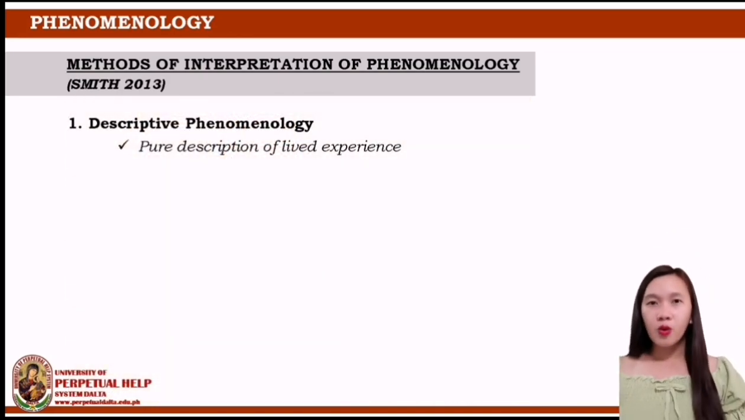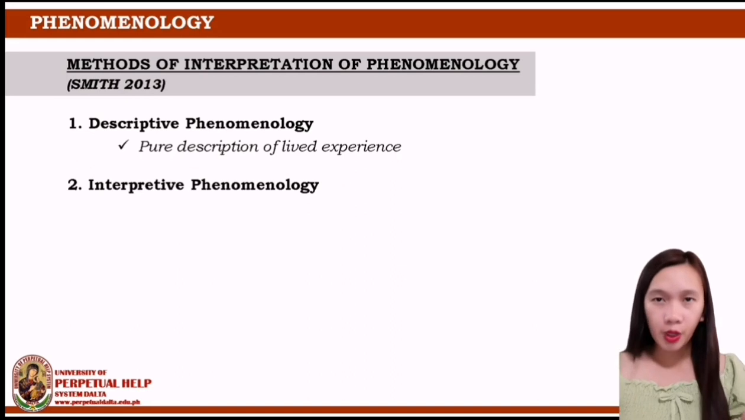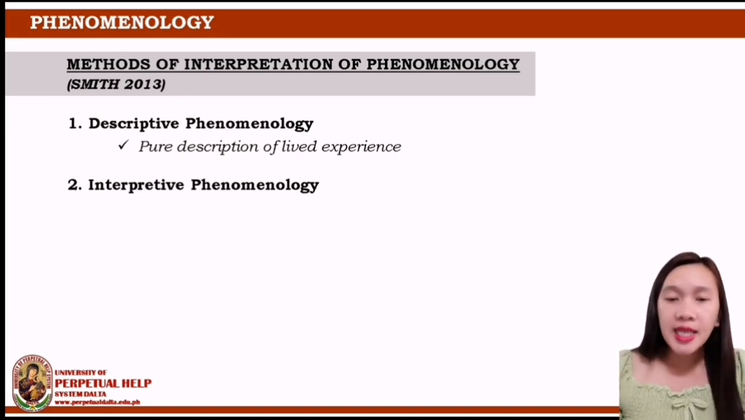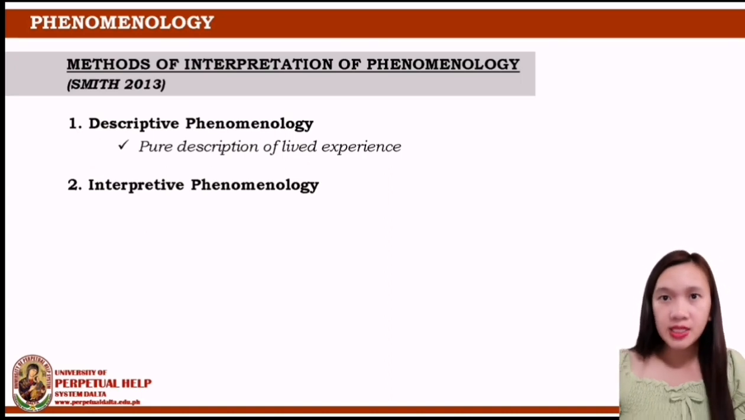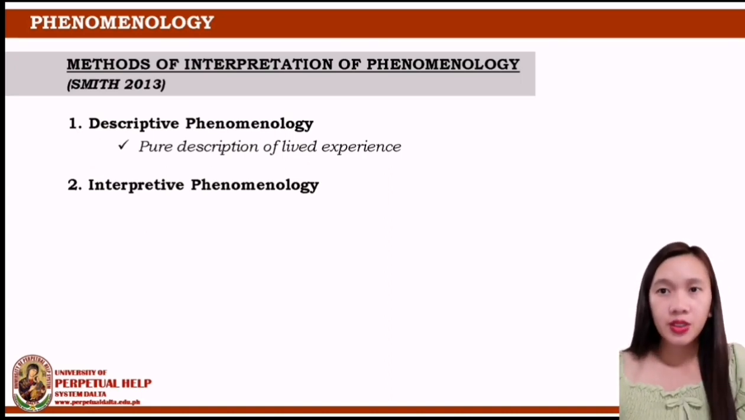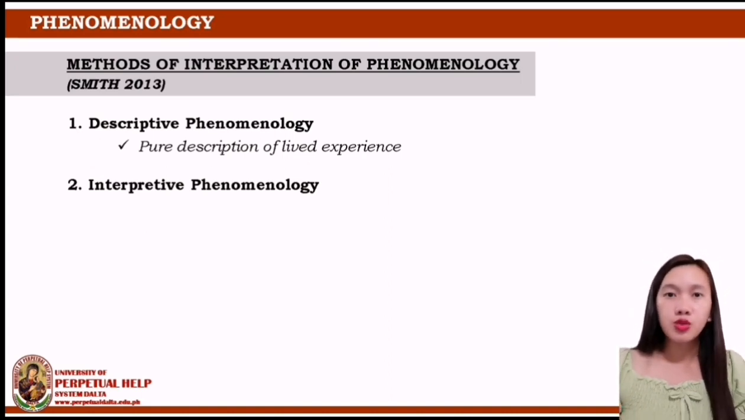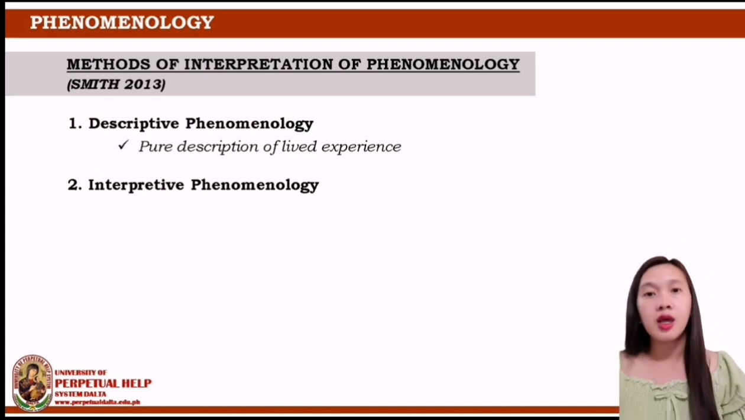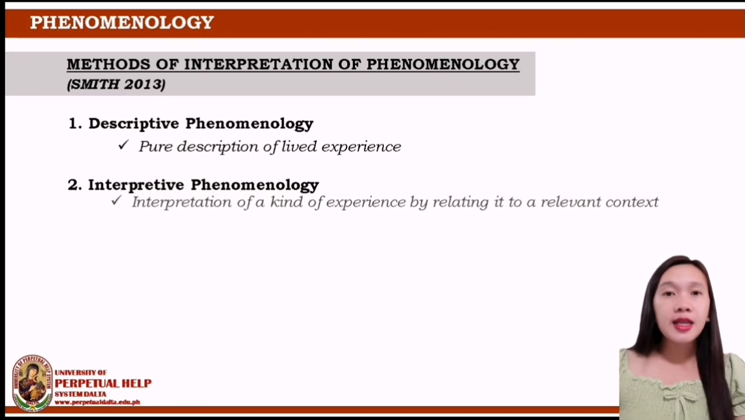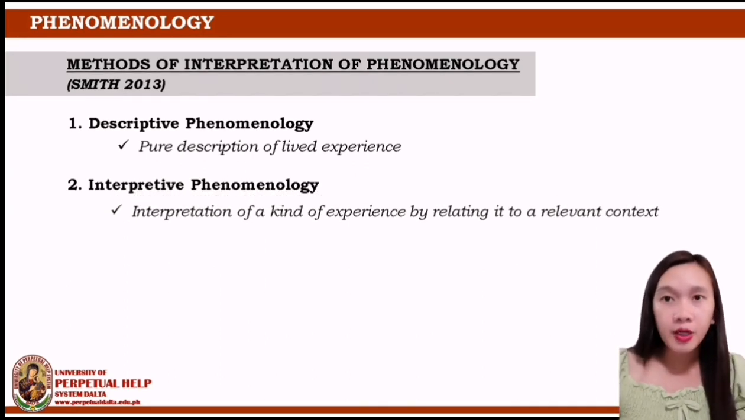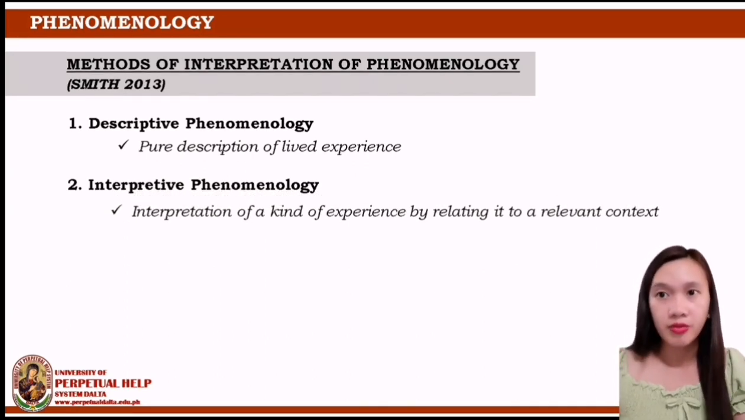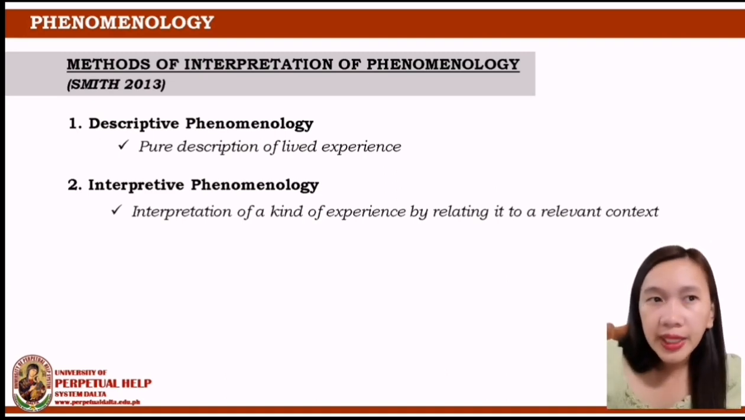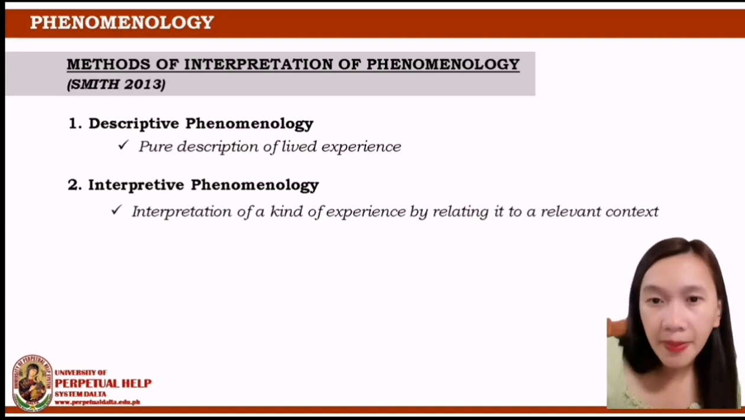The second one is interpretive phenomenology, which is a method of inquiry that emphasizes the interpretation of subjects' lived experiences. This type of phenomenology is often used in research with human subjects, particularly in the humanities. So it is an interpretation of a kind of experience by relating it to a relevant context. Example, relating to the loss of animals or puppies that you have.